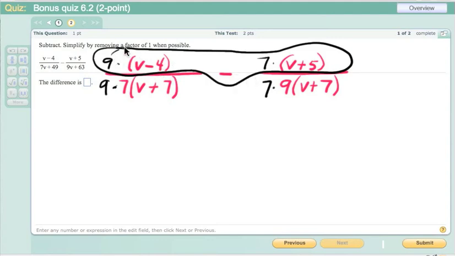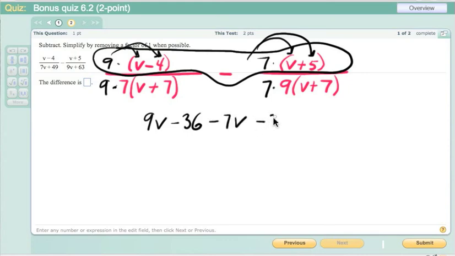I'm going to combine two moves in one. I'm going to go ahead and do this multiplication, and I'm going to do this minus 7 times this, and a minus 7 times this. So on top, I'm going to get 9v minus 36. Keep in mind I'm multiplying by negative 7 here. So I'm going to get a negative 7v, and a negative 7 times plus 5 is a negative 35. And that's all over this common denominator, which is three numbers multiplied together: 7 times 9 times v plus 7.